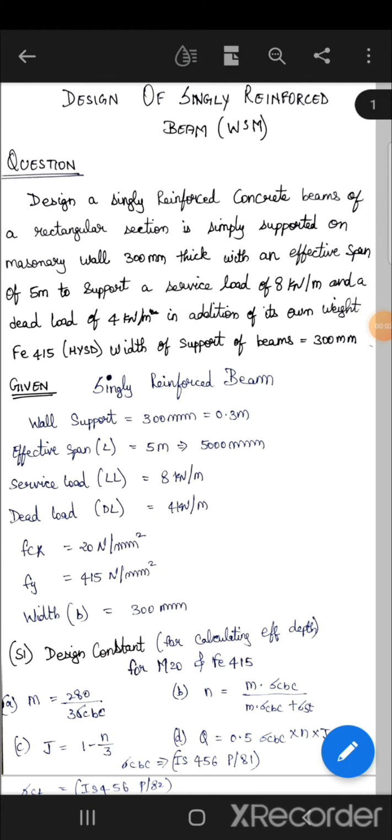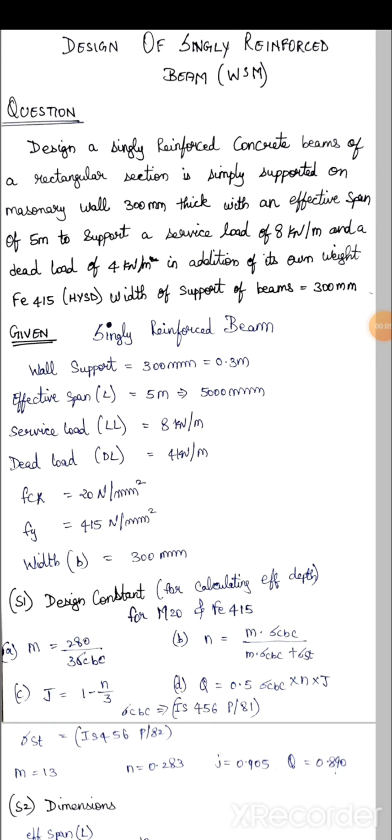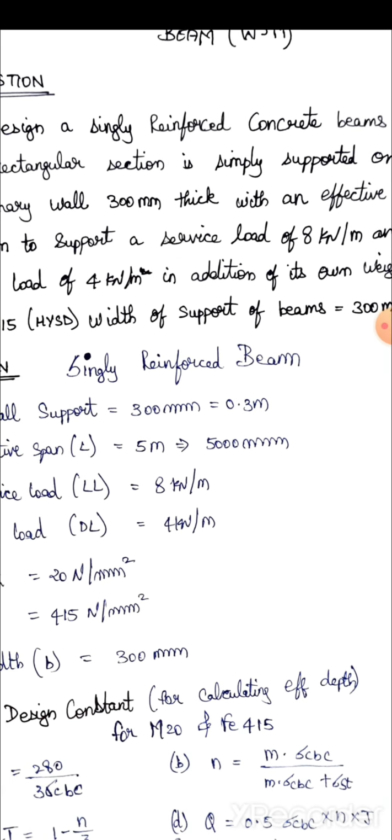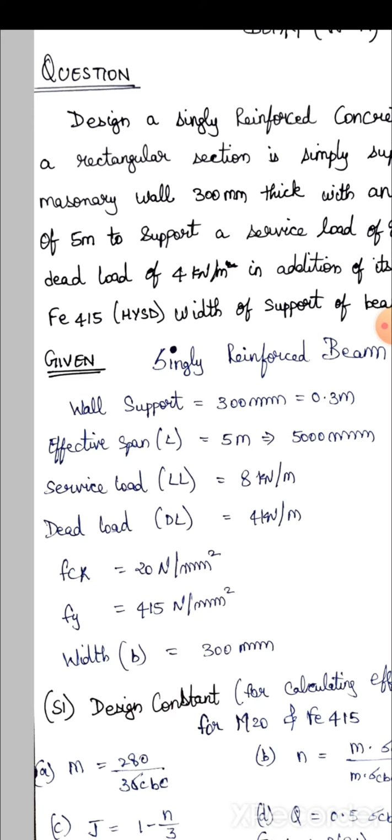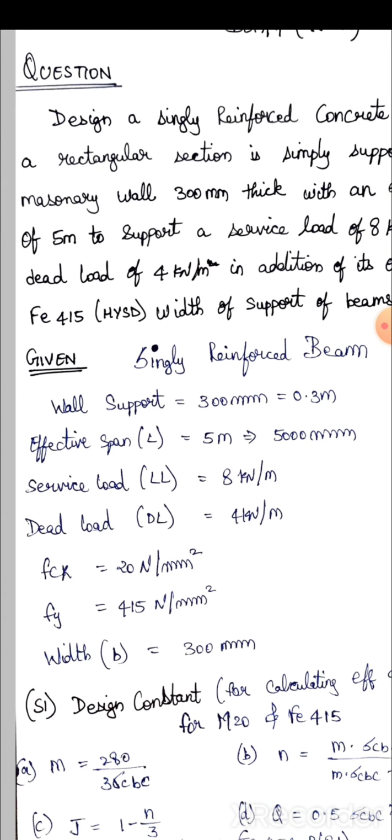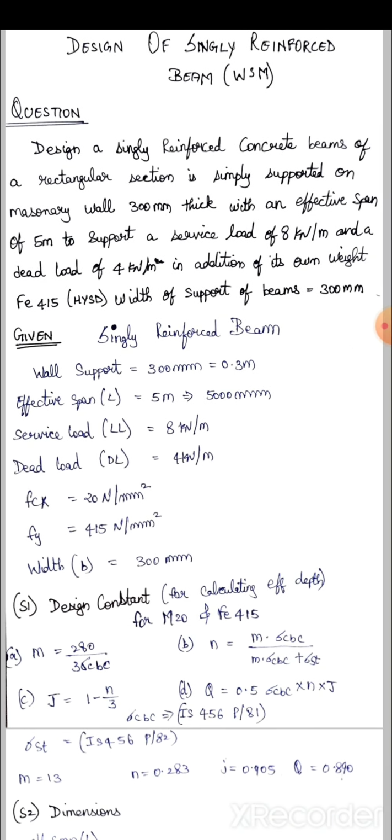Hello friends, in this video we are going to see design of singly reinforced beam in working stress method. Question is, design a singly reinforced concrete beam of a rectangular section simply supported on masonry wall 300 mm thick with an effective span of 5 meter to support a service load 8 kN per meter and a dead load 4 kN per meter in addition to its own weight. FE415, width of support beam is 300 mm.